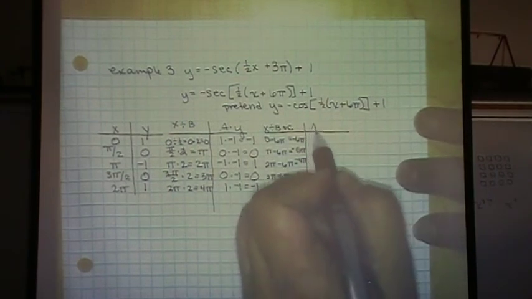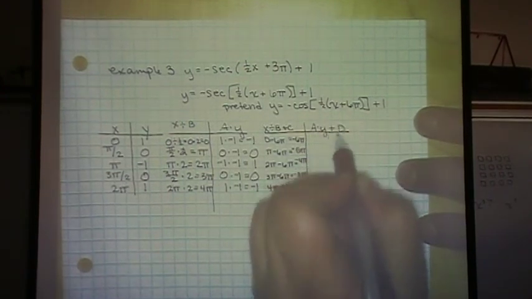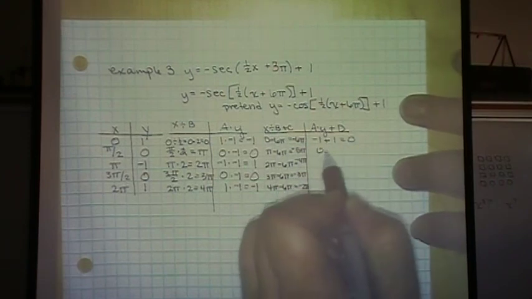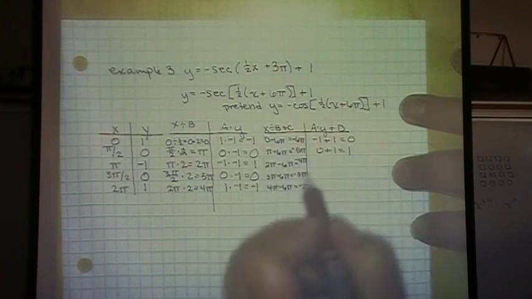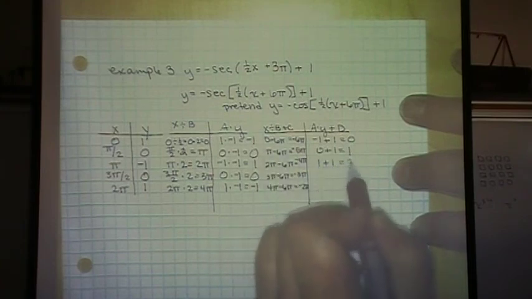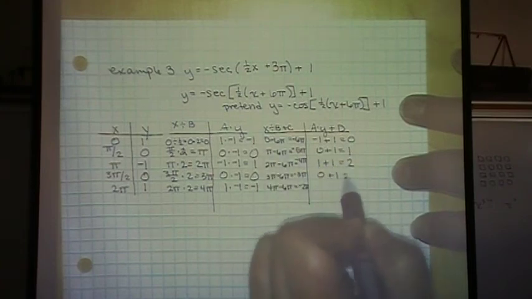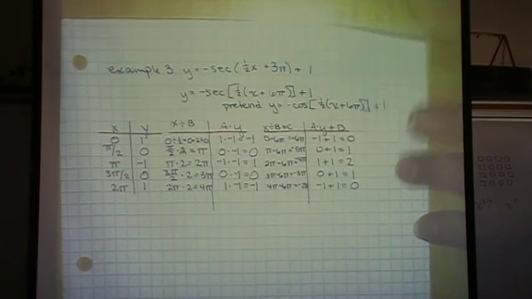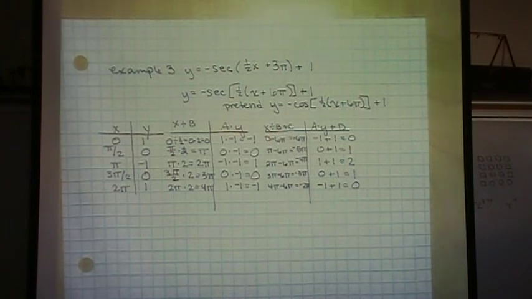Now do the last, a times y plus d. So negative 1 plus 1 is 0. 0 plus 1 is 1. 1 plus 1 is 2. 0 plus 1 is 1. Negative 1 plus 1 is 0. Alright, so there's our final points. Let's graph this.